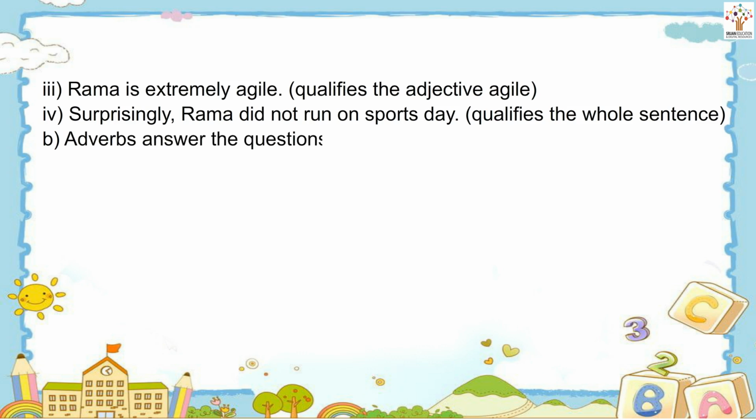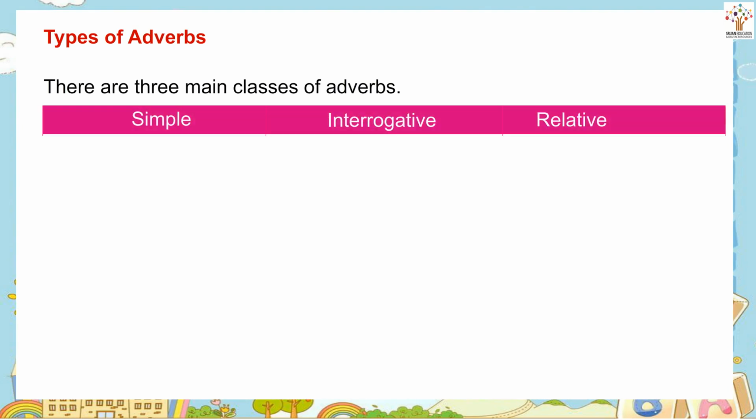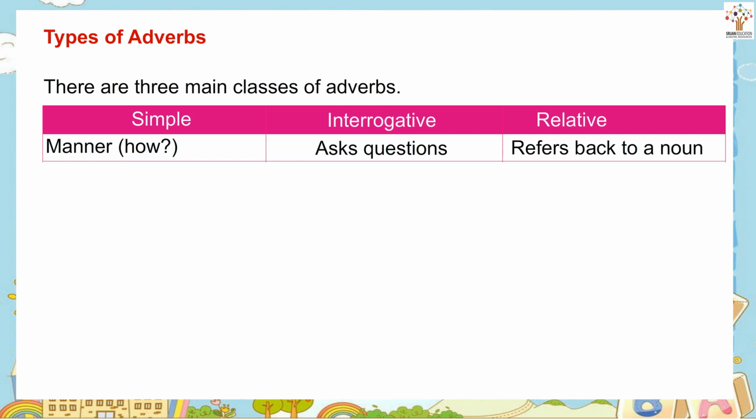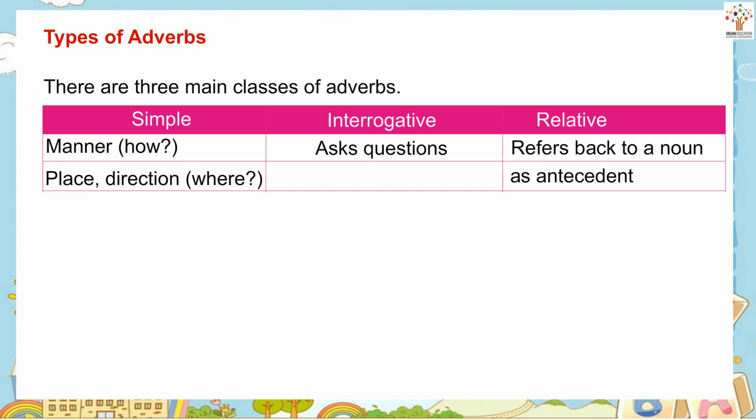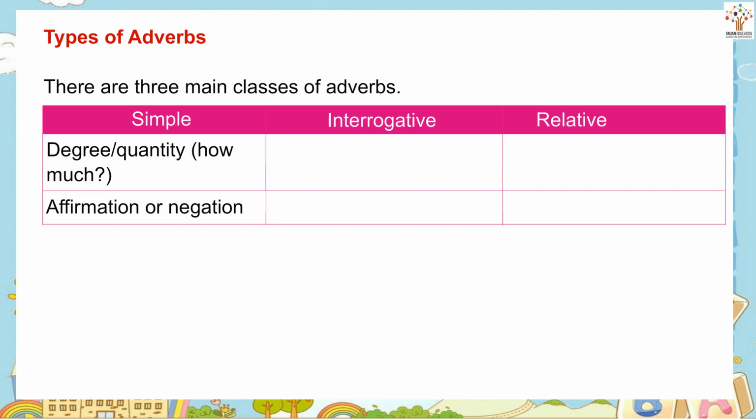Adverbs answer the questions how, where, when, how much, how often, why. Types of adverbs. There are three main classes of adverbs: simple, interrogative, relative. Manner, how. Place, direction, where. Time, when. Frequency, how often. Degree, quantity, how much. Affirmation or negation. Purpose, why.